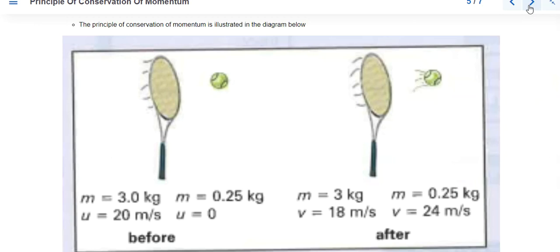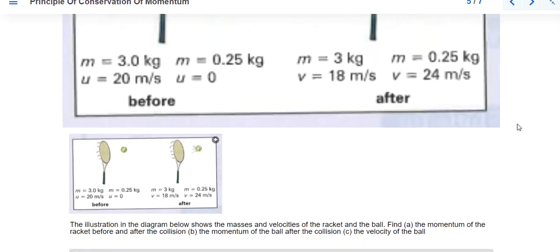Now, let's go to the principle of conservation of momentum. It is illustrated in this diagram below. So, we have the momentum of the racket before collision, that is, before the racket hits the ball, and after the racket hits the ball. What will happen? That means that the ball will have velocity, while the racket becomes stationary or has a drop in velocity. That is after collision.